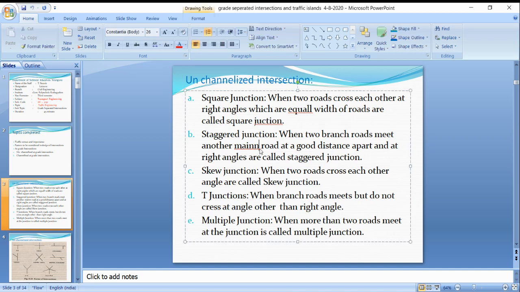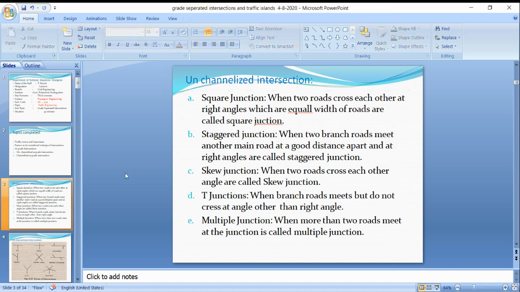So a staggered junction is nothing but when two branch roads meet another main road at a good distance apart. Imagine one main road, with one road coming from the left side and another road coming from the right side. The roads coming in from the right and left are called branch roads, and the straight road is called the main road.